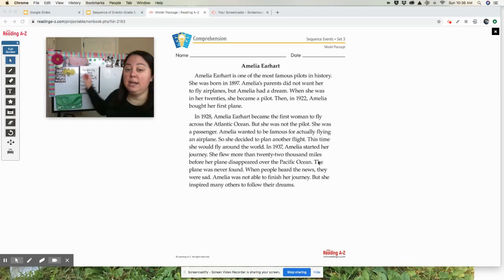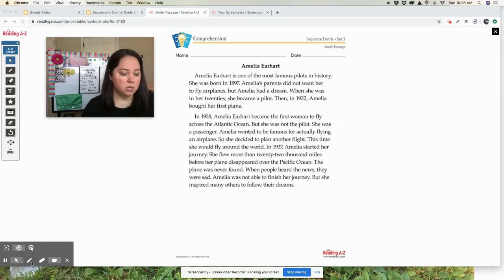When we're reading informational texts, one of the other tips that I like to tell my students is to always be on the lookout for dates and times things happen. So today I'm going to read to you this quick little article about Amelia Earhart. As I'm reading, I want you to look for two things. I would like for you to look for some sequencing clue words, and I would also like for you to be on the lookout for some dates, okay?